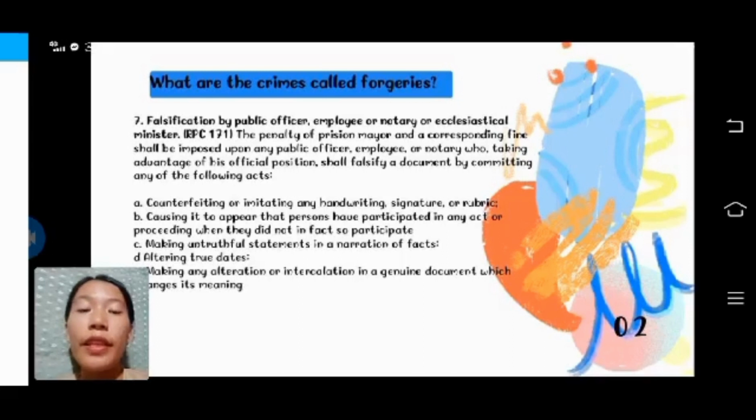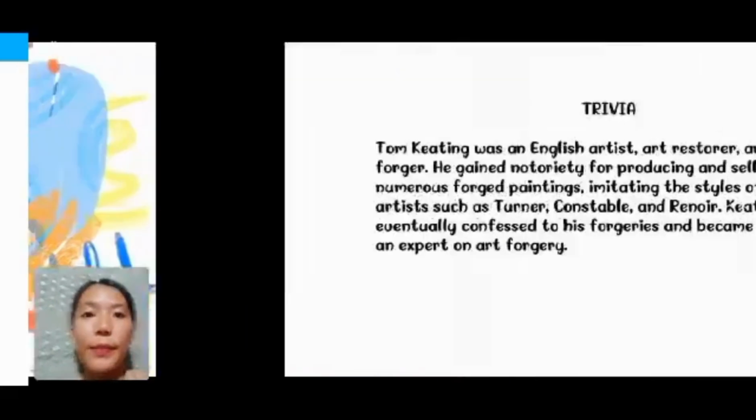A is counterfeiting or imitating any handwriting, signature, or rubric. B is causing it to appear that persons have participated in any act or proceeding when they did not in fact so participate. C is making untruthful statements in a narration of facts. D is altering true dates. And E is making any alteration or intercalation in a genuine document which changes its meaning.